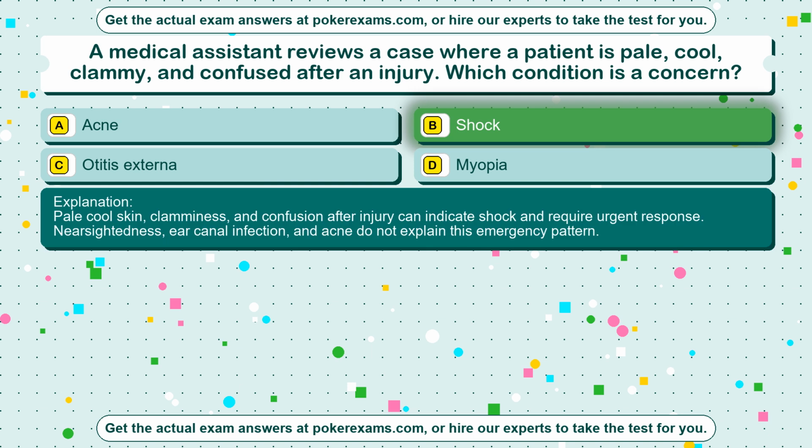Pale cool skin, clamminess, and confusion after injury can indicate shock and require urgent response. Nearsightedness, ear canal infection, and acne do not explain this emergency pattern.